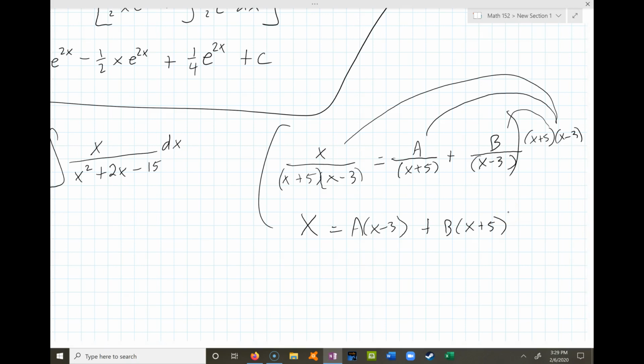Now I'm going to try to solve for a, and there are a couple of different ways you can go from here. One way is just to multiply everything out, and you find that you have x equal to ax minus 3a plus bx plus 5b.